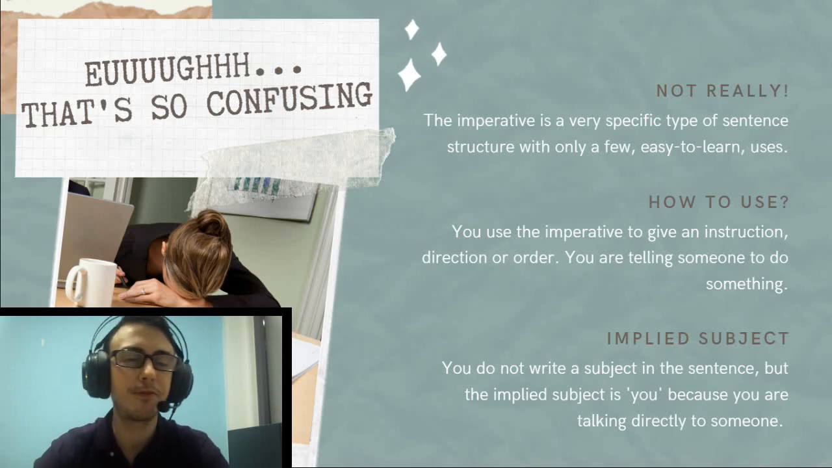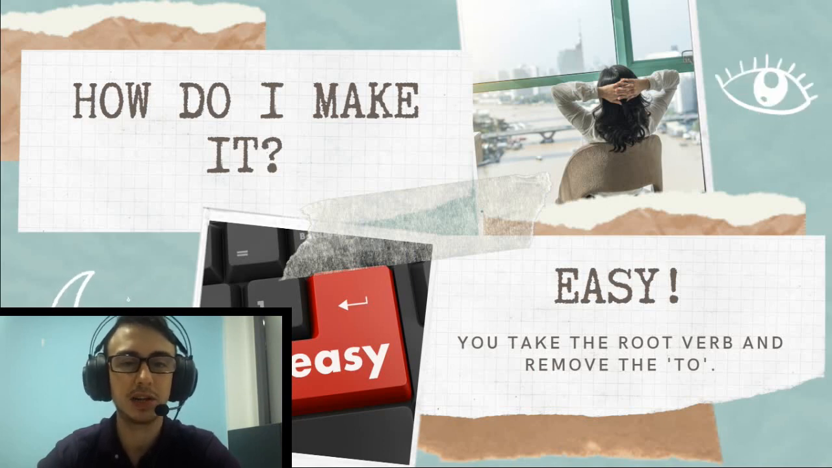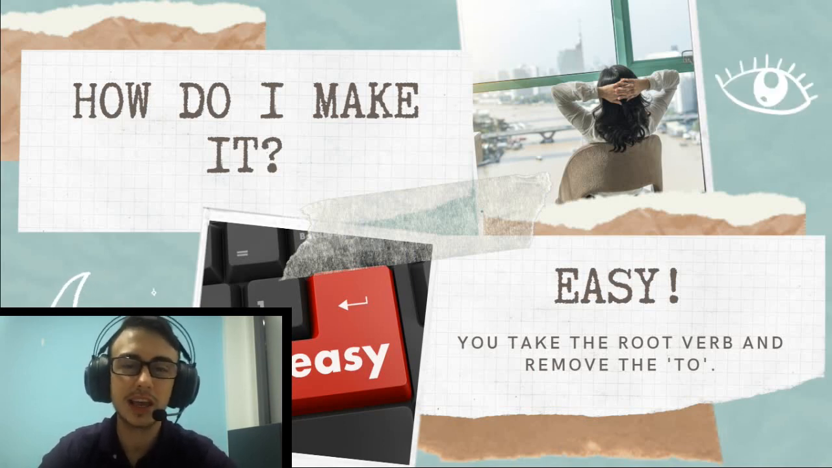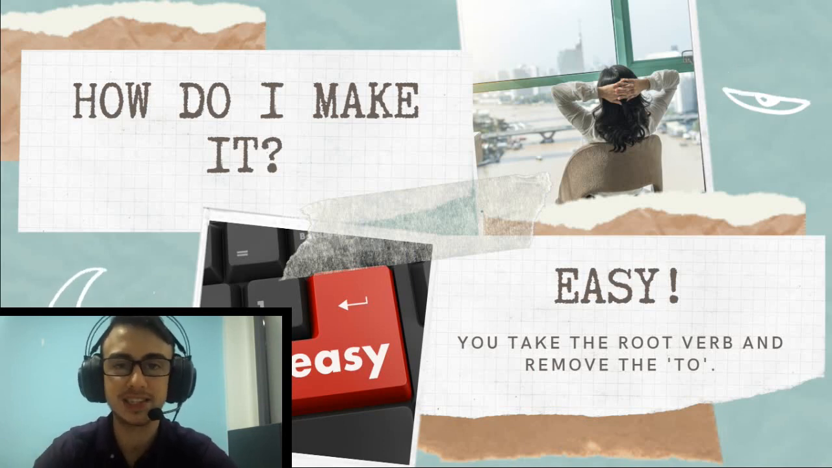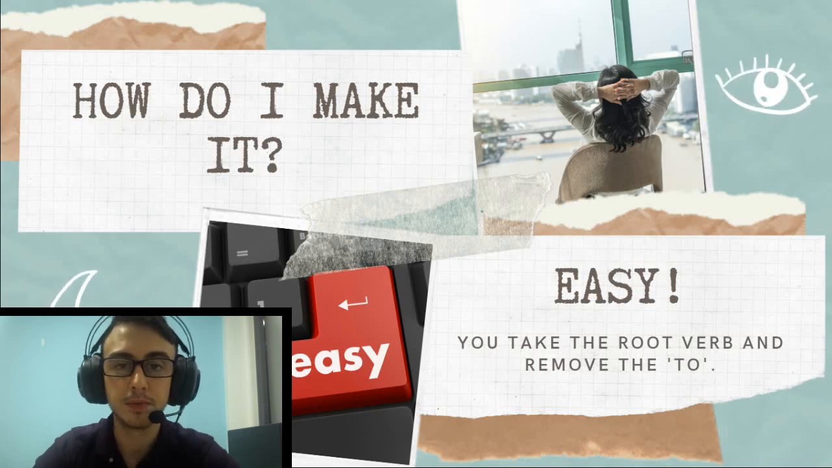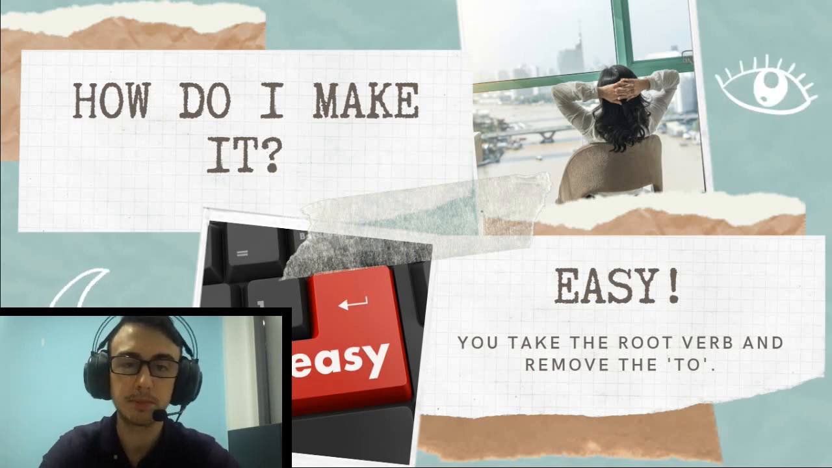Now, before we look at some examples, let's just look at how to actually make the imperative sentence structure. It's super easy. You take the root verb, the basic form of the verb, and you remove the to. That's it. Take the root verb and remove the to. And your sentence begins with the verb, no subject. Let's look at some examples.